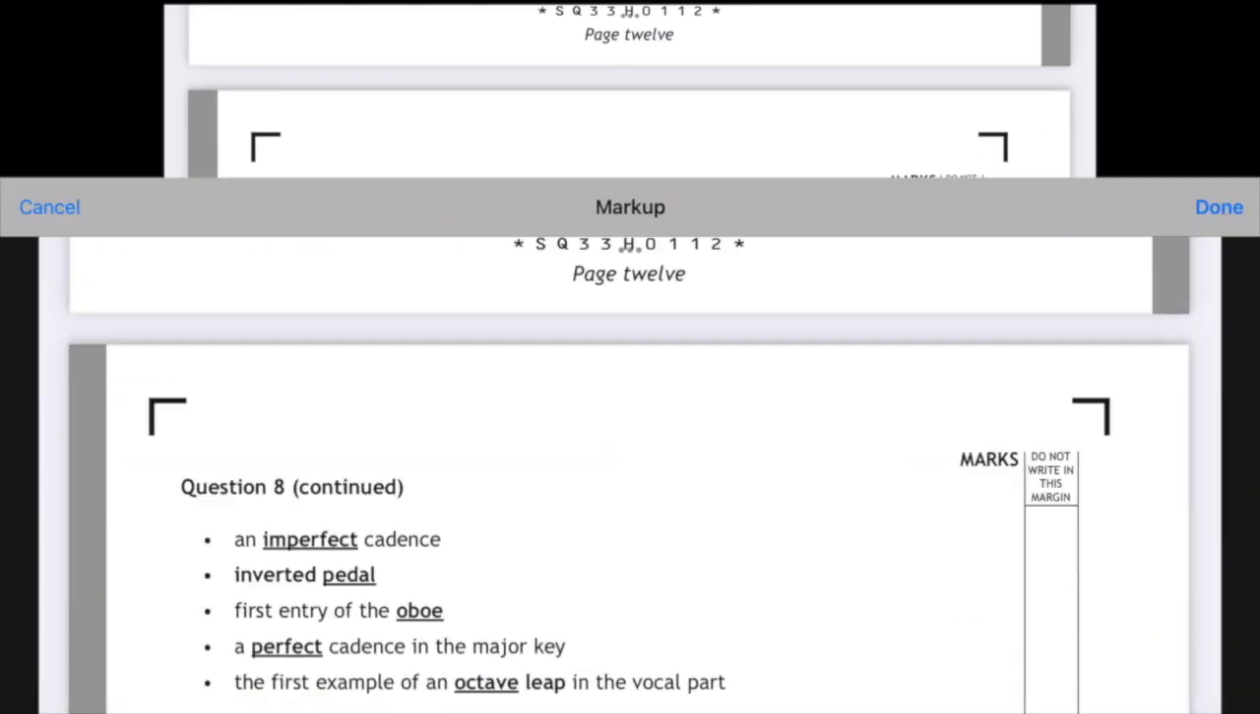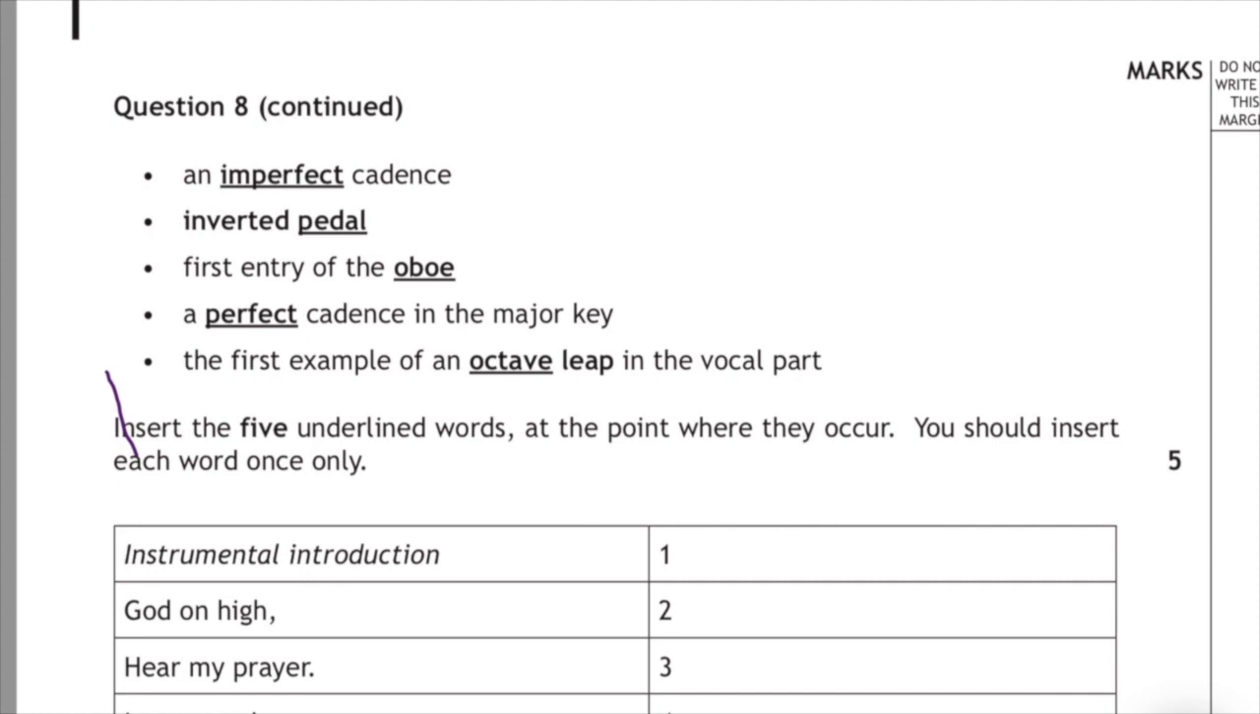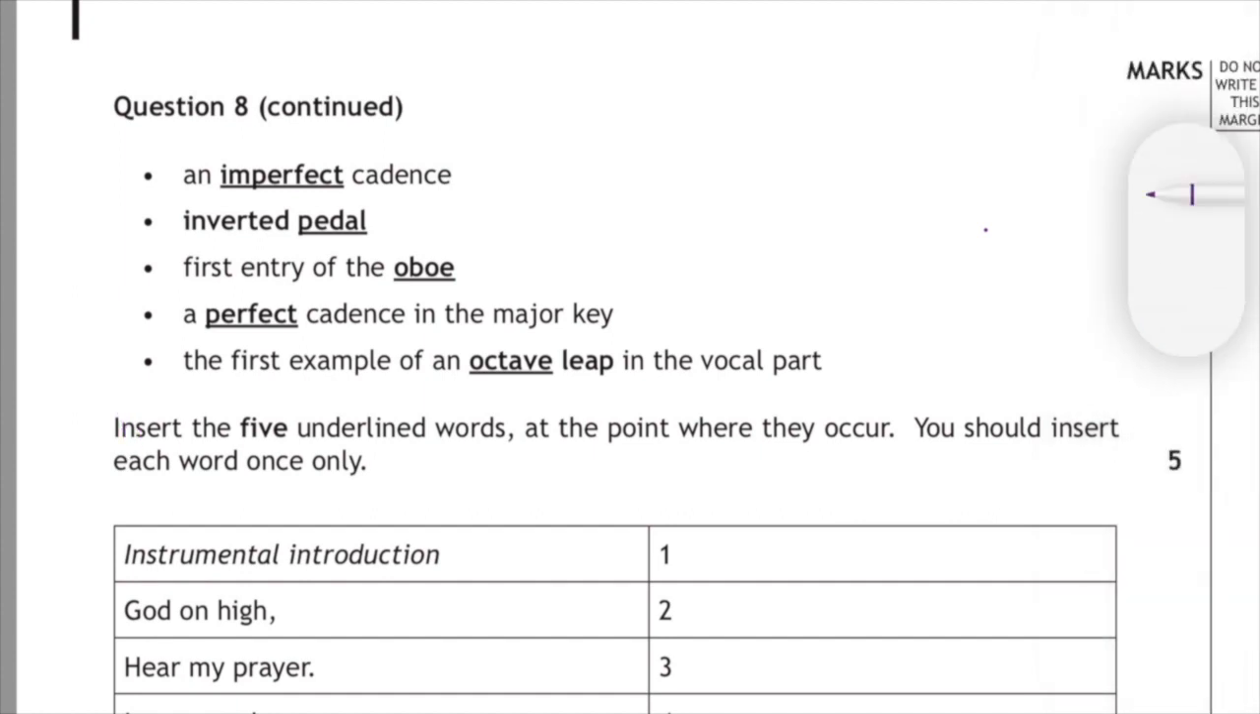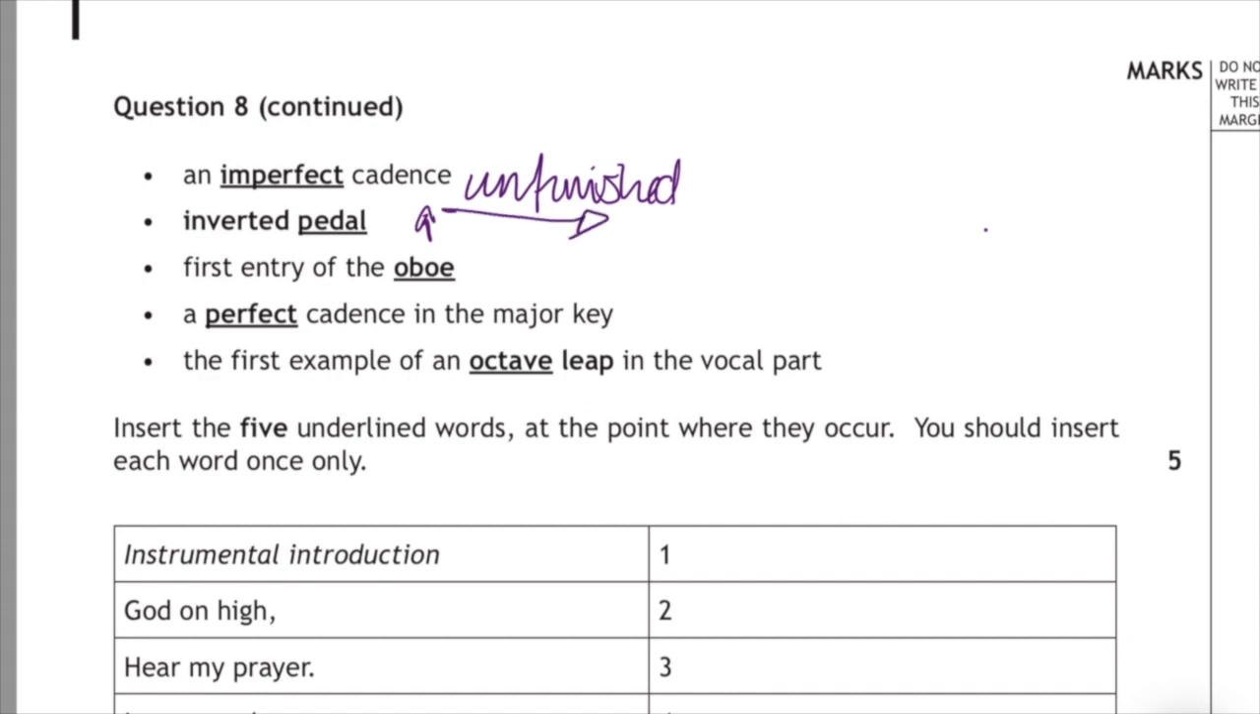I'll do that with you now, or you could pause the video and write your own definitions and use mine to check you are correct. Starting with an imperfect cadence. An imperfect cadence sounds unfinished. In class, we quite often say that it sounds like it's halfway through or they're taking a breath. Inverted pedal is a long held high note above everything else. An oboe, I don't want to offend anyone that might be watching this video, but an oboe to some people might sound squeaky. When I was at school, I was told it sounds like a duck.